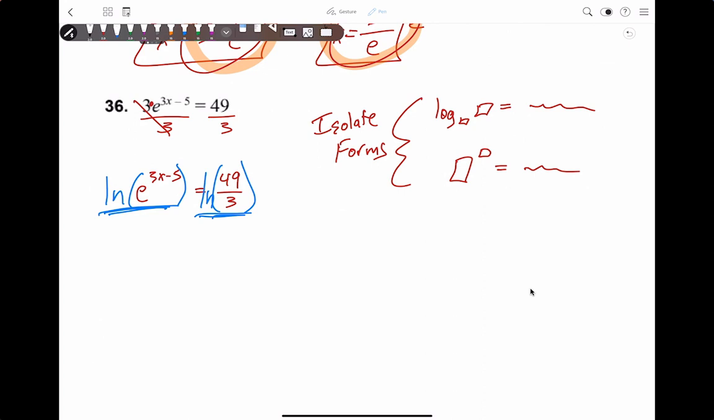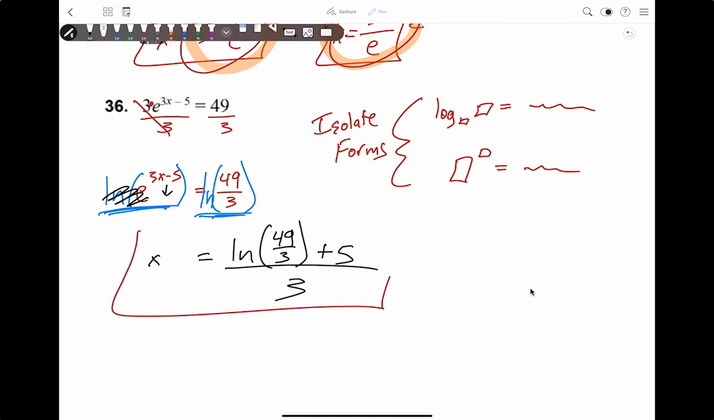But nonetheless, these do cancel, and this is brought down as 3x minus 5, and I still have natural log of 49 thirds. And we're almost done. All we have to do is move the 5 by adding it to the other side. Okay, and then we will move the 3 by dividing the whole thing by 3. And it must be the entire running answer. And that will be what my answer is.